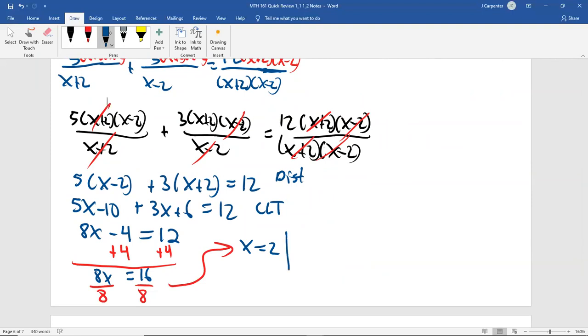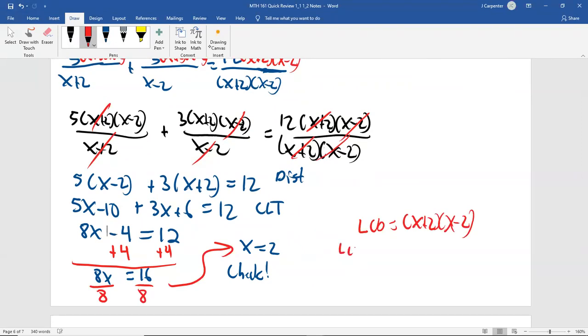And some of you are going to box it up and ship it out and happy faces, yay. No, don't box it up. You're not done. Now, last time you were like, well, it worked, so why do I have to actually check it? Hint, wink, nudge. You must check these. As a reminder, our LCD was x plus 2 times x minus 2. This is what we're plugging our solution of 2 into.